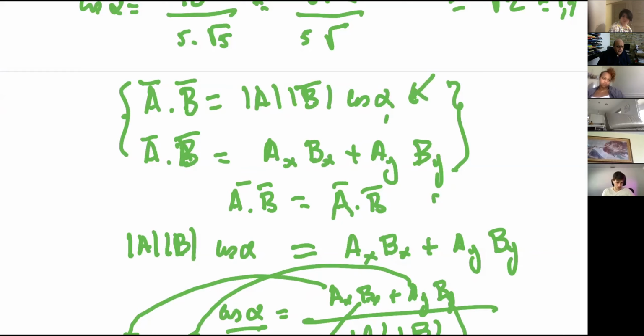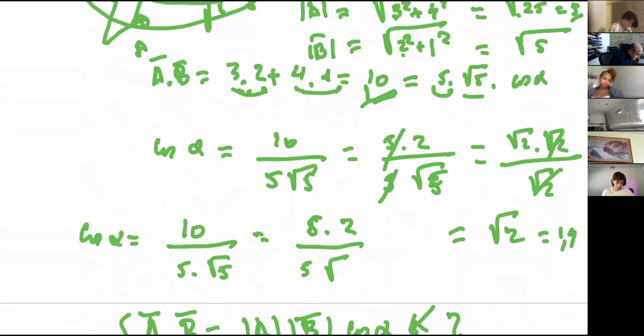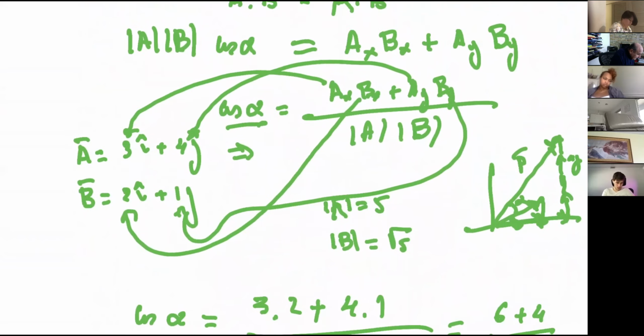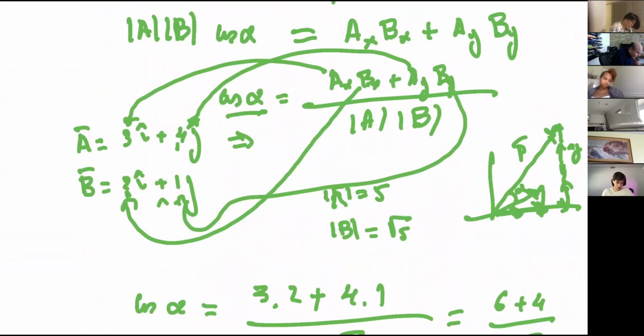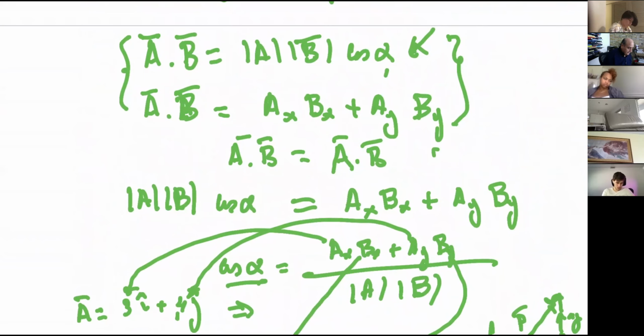Now, suppose another kind of problem. I give you the components of the vectors. I give you the 3 and the 4, the 2 and the 1. Which one will you use? Obviously the second one. Thank you, Professor.